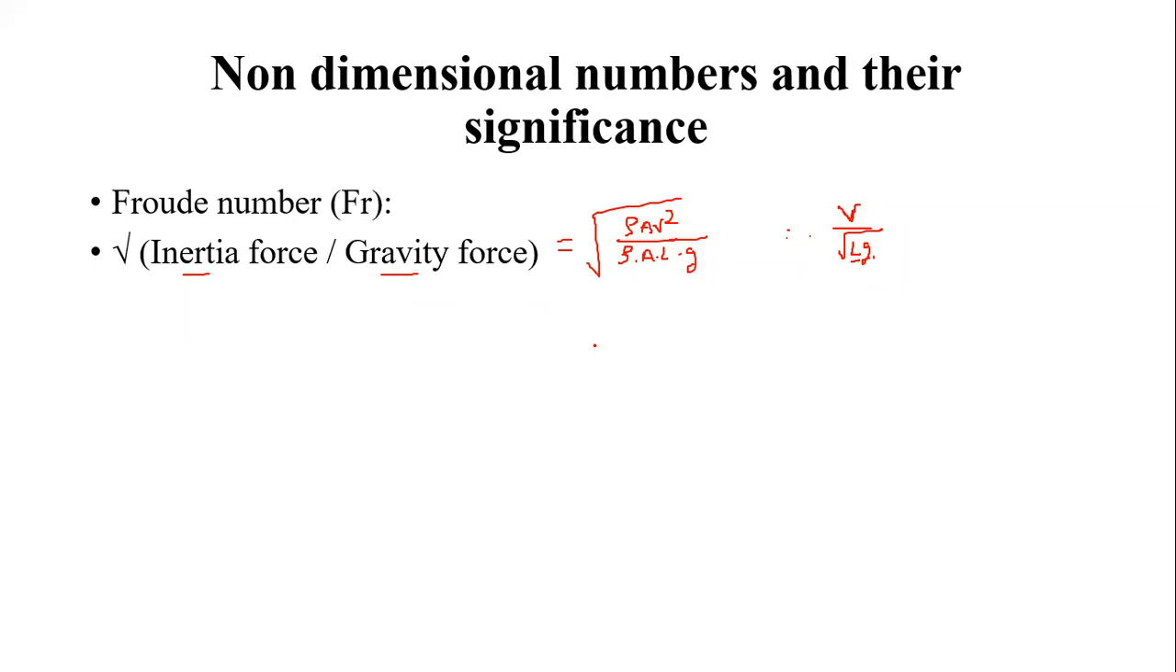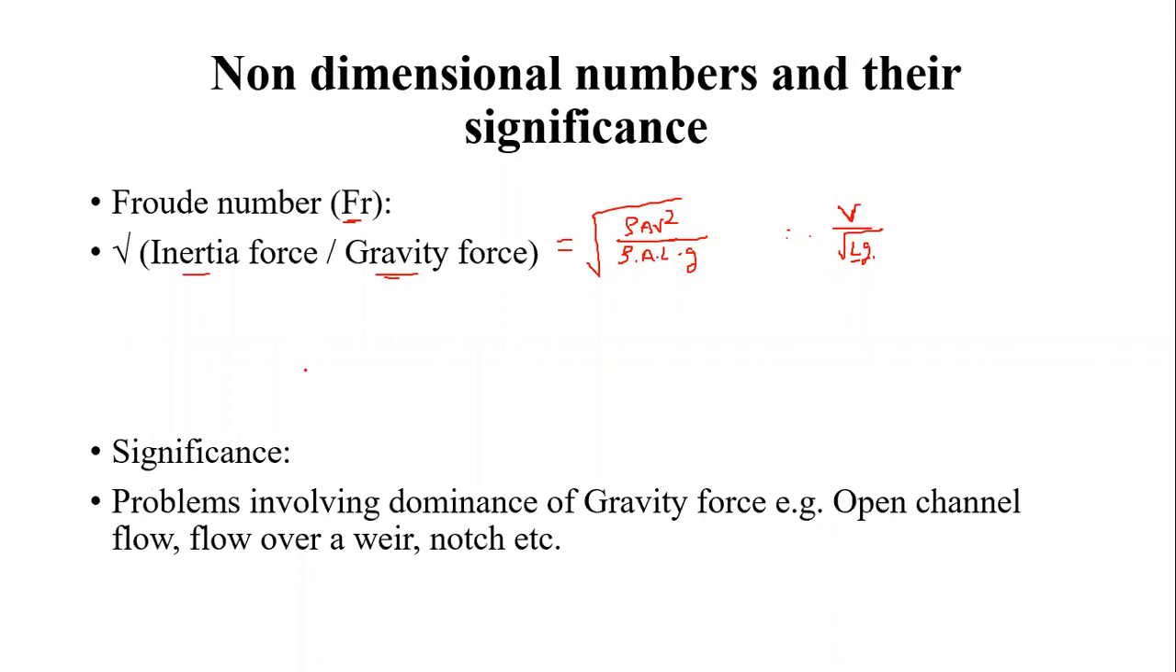Now the significance, where it is used. Wherever the dominating force is the gravitational force along with the inertia force, we have to prefer the Froude number. Means whenever the flow is under gravity without any additional force, we have to go for the Froude number. That is, problems involving dominance of the gravity force: open channel flow, flow over a weir, flow over notches, etc. In such cases we have to prefer the Froude number. This is about the second number, the Froude number.